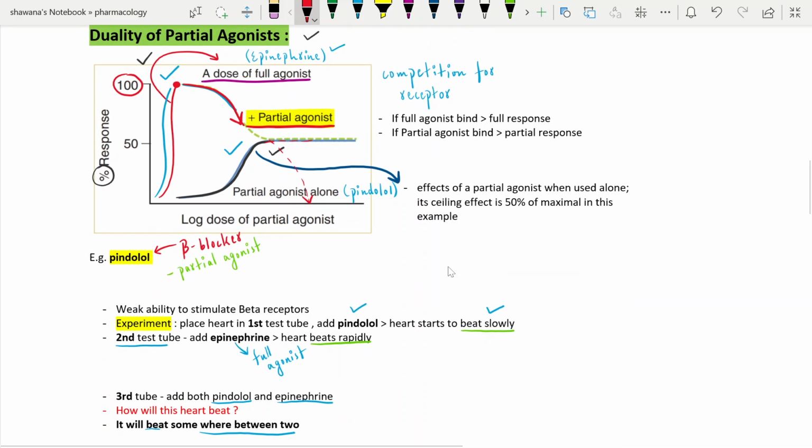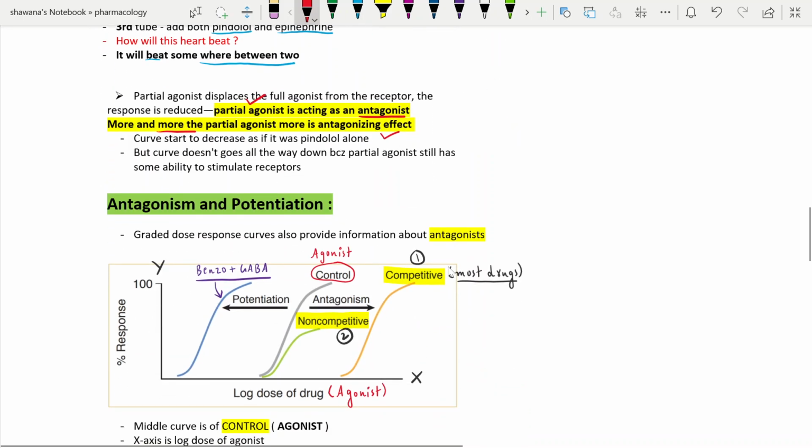Let's revise it. When we add a full agonist, it will have a full response. When we add a partial agonist alone, it will have a partial response. But when we add both the full and the partial agonist, the response will be somewhere between the two. It means that the partial agonist is acting as an antagonist to that full agonist. In this condition, pindolol is acting as an antagonist to the epinephrine. I hope you understand this.